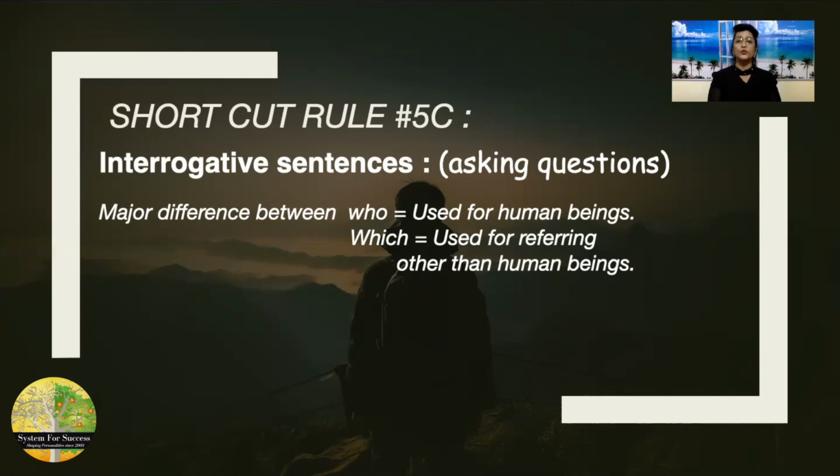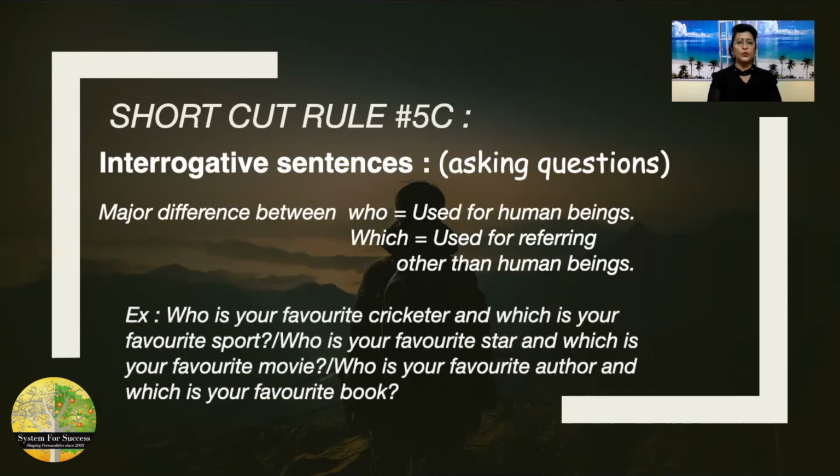फेवरेट होगा. तो हु इज योर फेवरेट स्टार, विच इज योर फेवरेट मूवी. आपका कलर कौन सा फेवरेट है, तो विच इज योर फेवरेट कलर. बट आपने पूछना है कि आपका आर्टिस्ट कौन फेवरेट है, तो हु इज योर फेवरेट आर्टिस्ट. एग्जाम्पल, हु इज योर फेवरेट क्रिकेटर, विच इज योर फेवरेट स्पोर्ट. क्लियर. Who is your favorite star and which is your favorite movie? Who is your favorite author and which is your favorite book?